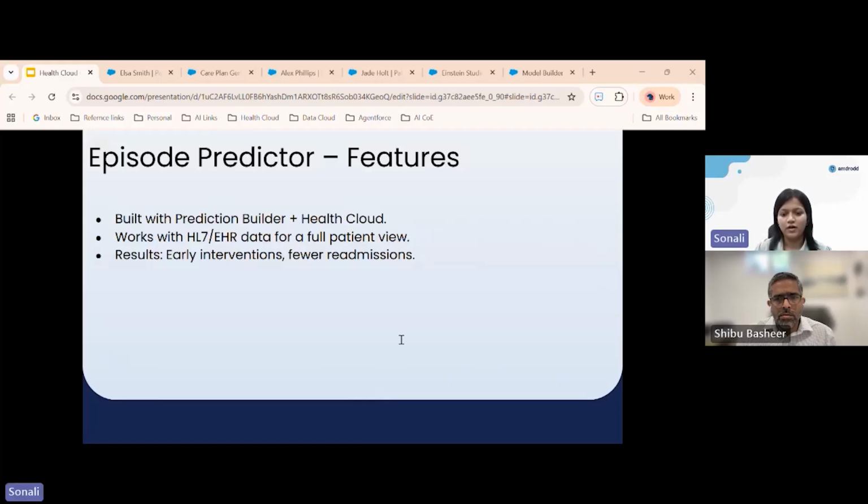In a simple way, the EHR will hold the records, but Salesforce Health Cloud plus AI will help to predict and guide what should happen next at the next level. So that's how data can be used for this prediction builder.